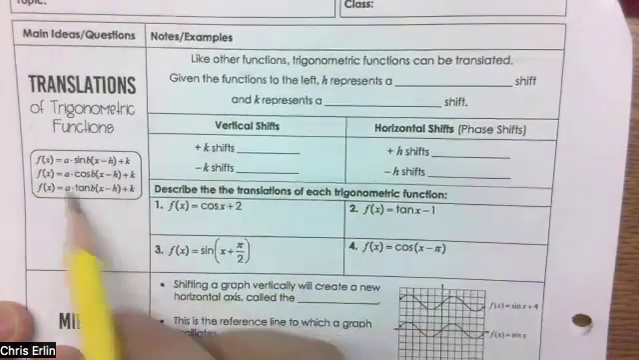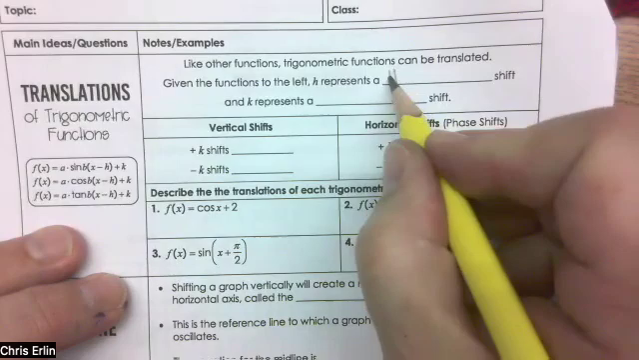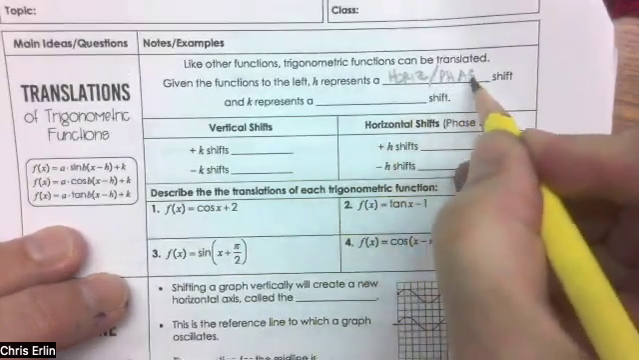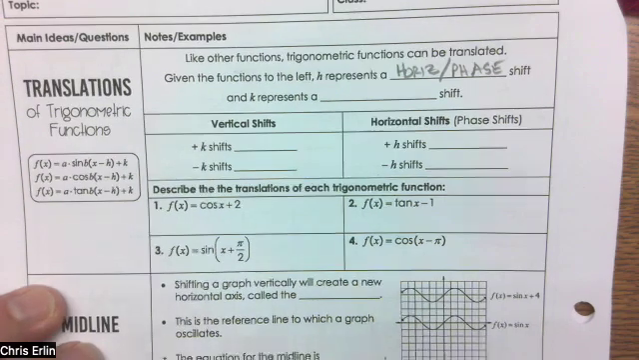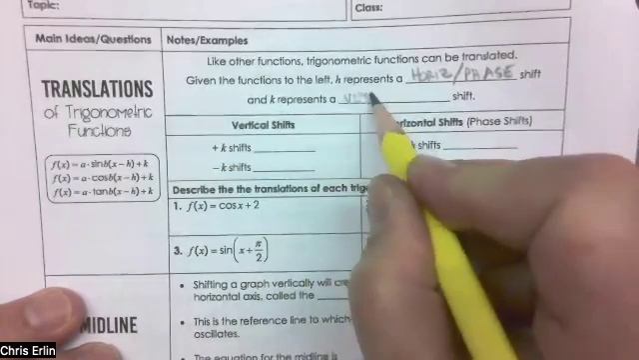Given the functions over here, the h represents a, you can think about it as horizontal, but in the world of trigonometry, it's actually called a phase shift. Whereas k represents a vertical shift.